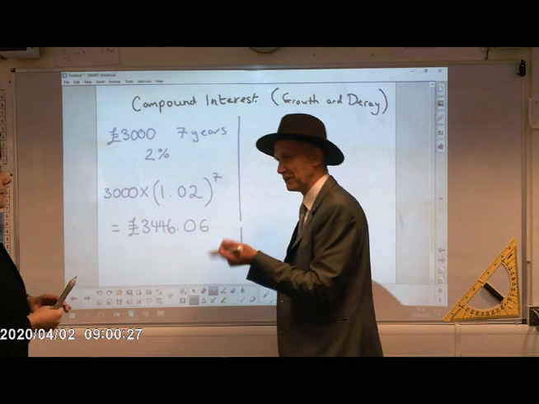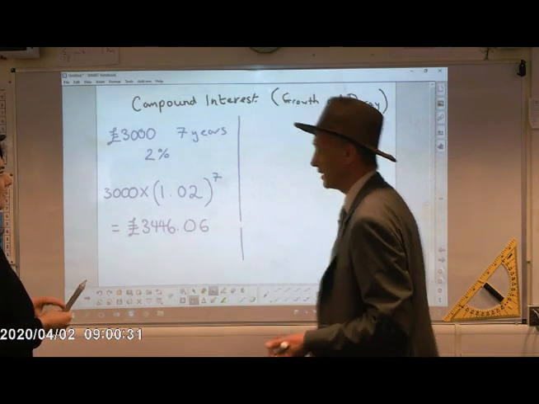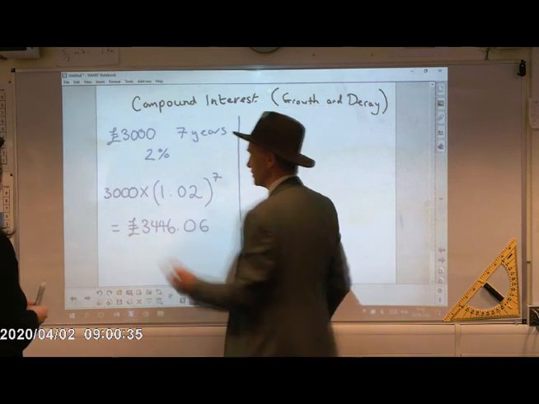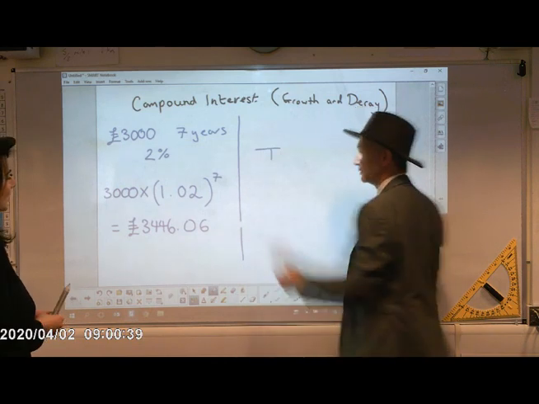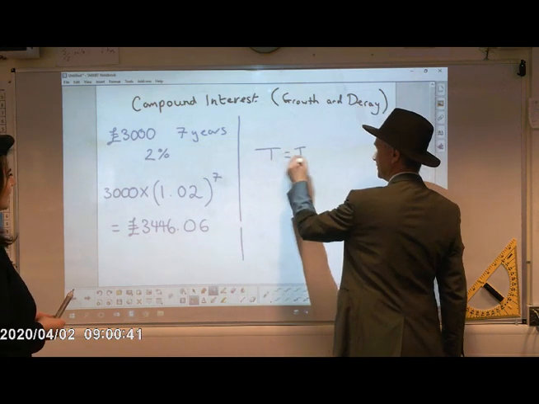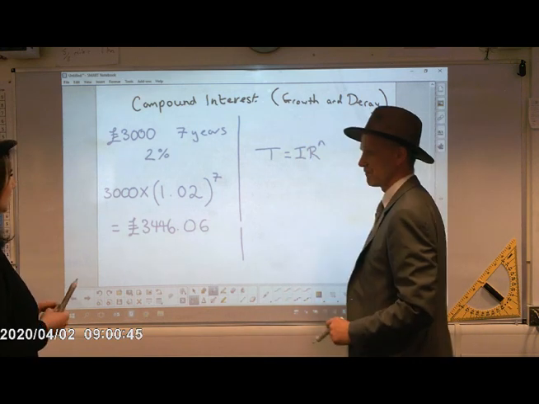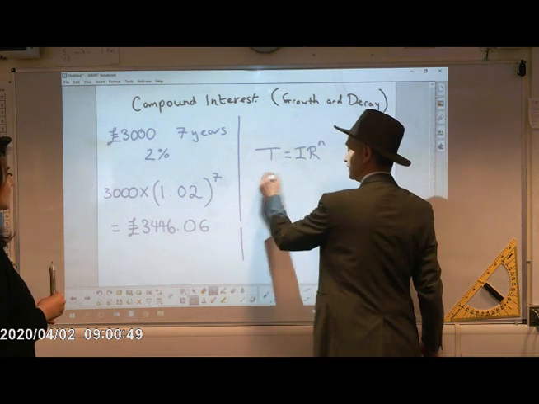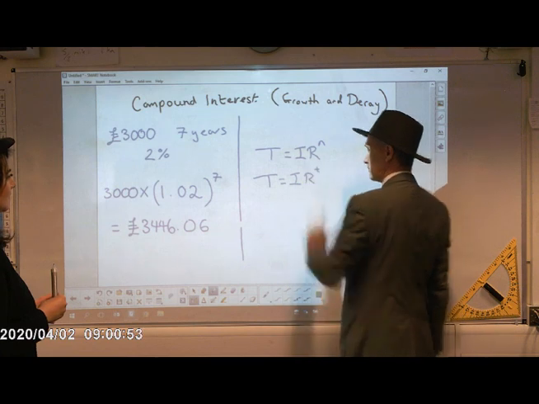I thought you were going to do some mnemonic in order to remember what to do. So when I teach this, I always teach TURN. T, the total, I'm going to write it here just for a minute and then rub it out. T, which is my total, equals the initial times the rate to the power of the number of years. Oh, very nice. So I always teach TURN.